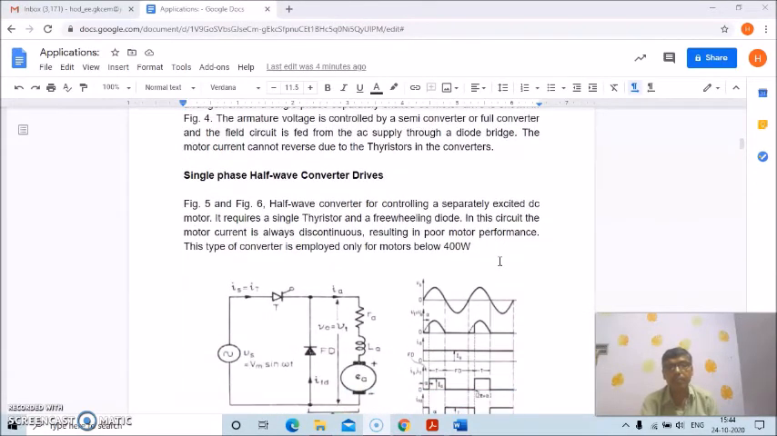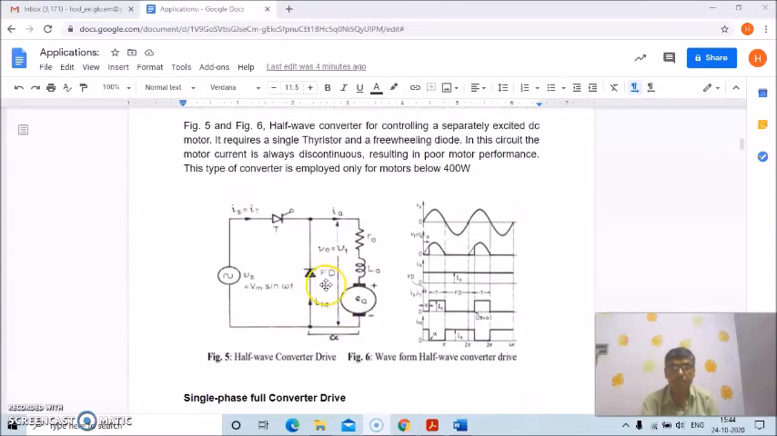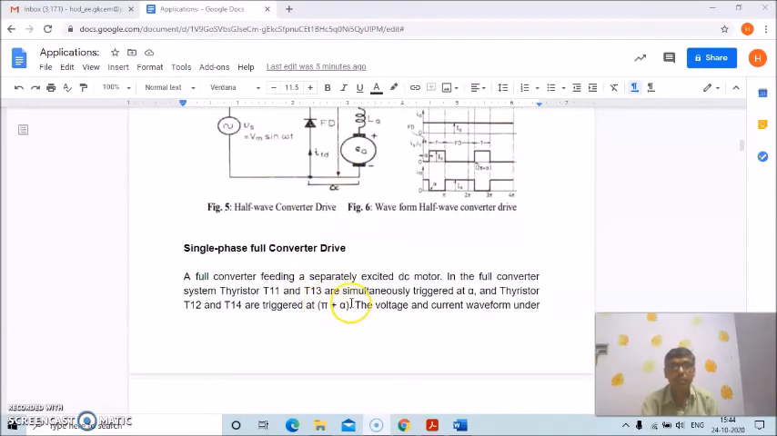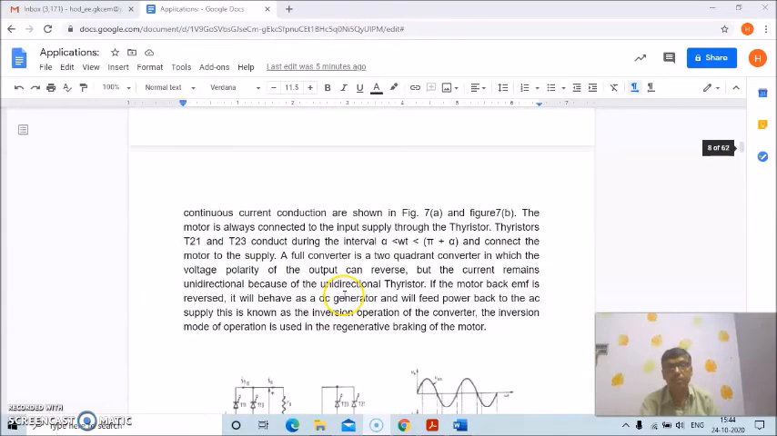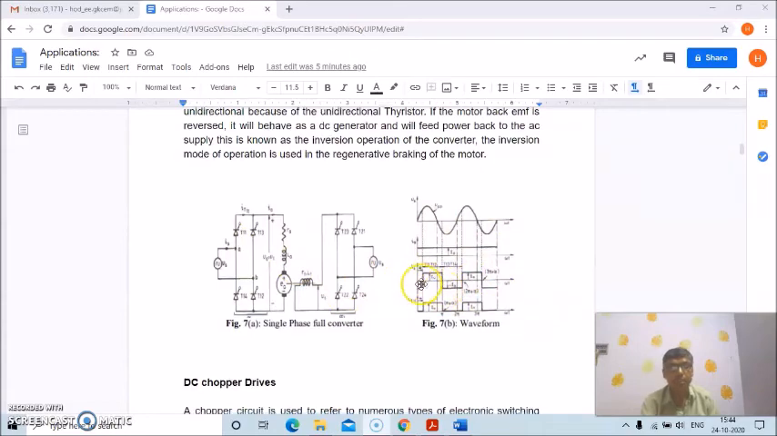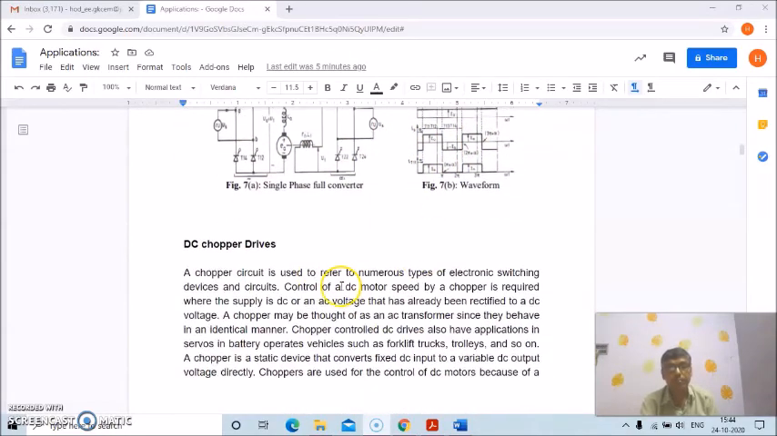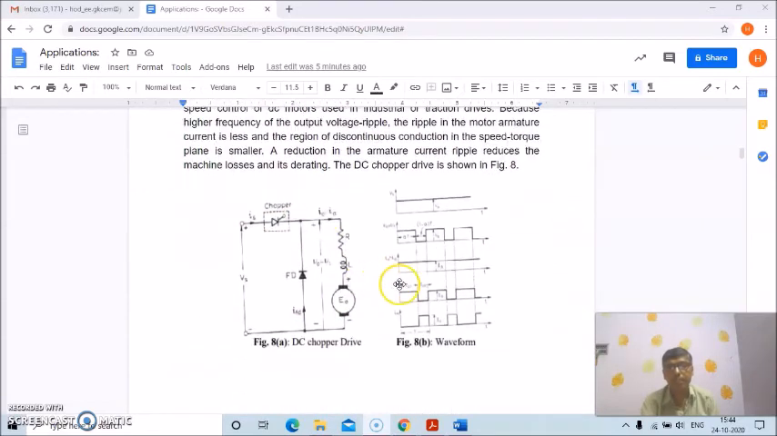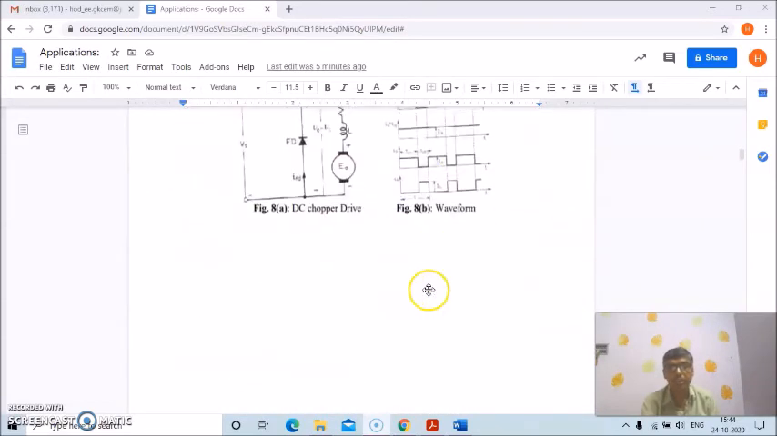Then single phase half wave converter drives, also we have discussed the circuit diagram and its waveform. And then single phase full converter drives, that is the circuit diagram and different waveforms. Then DC chopper drives, where we have discussed the principle of working, circuit diagram and waveforms also.